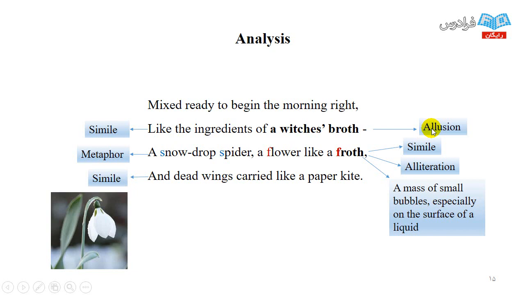controlling these events. Mixed ready to begin the morning rite, like the ingredients of a witch's broth, a snowdrop spider, a flower like a froth, and dead wings carried like a paper kite. The spider is likened to a snowdrop. The flower is likened to a froth and the dead wings of the moth which are carried by the spider are likened to a paper kite. So we have got similes here. And also alliteration of S and F sounds in a snowdrop spider, a flower like a froth.